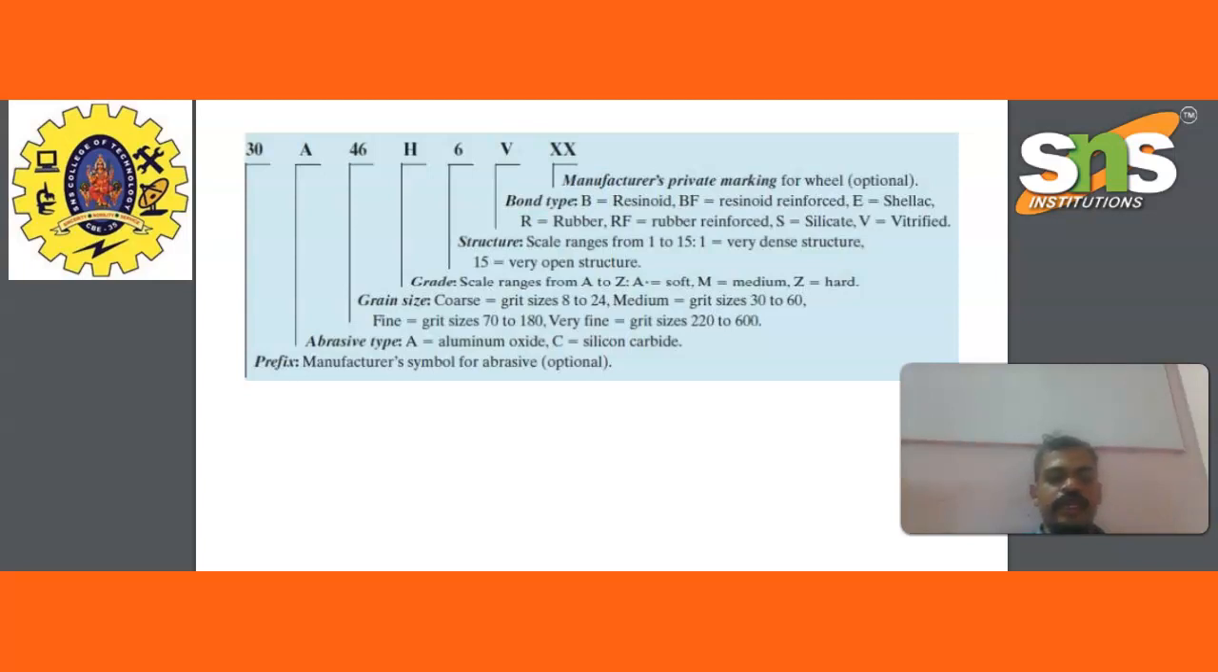Next one is 6, the structure. The scale ranges from 1 to 15. 1 equals very dense structure, 15 equals very open structure. Grade scale ranges from A to Z. A means soft, M means medium, Z means hard.